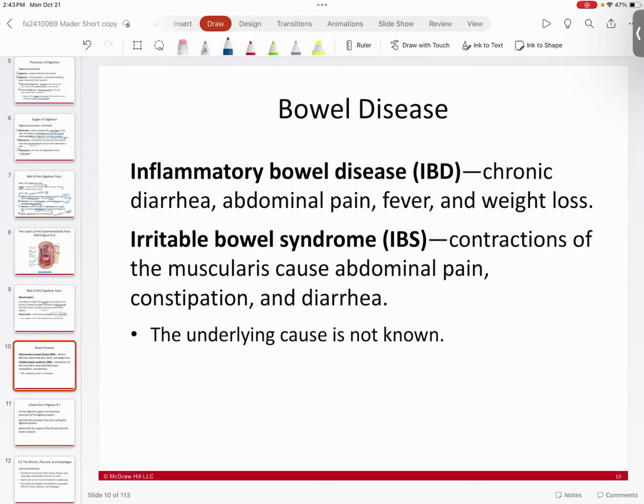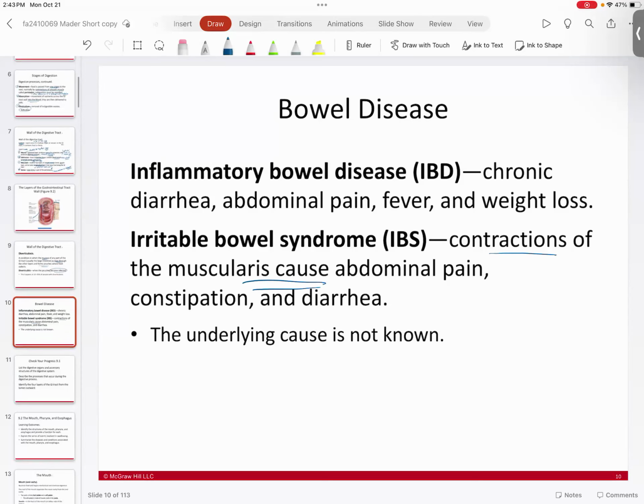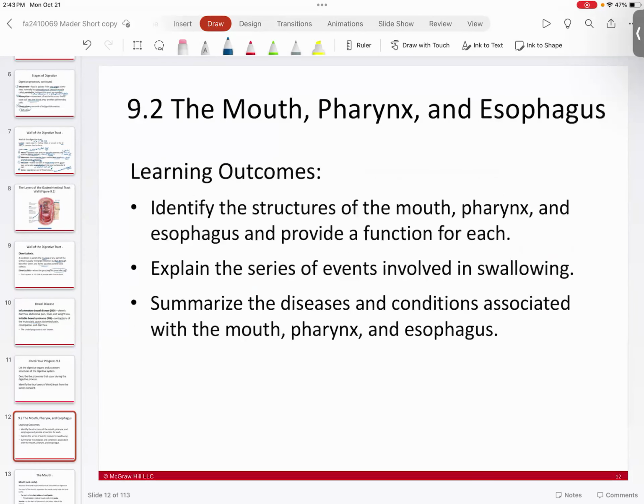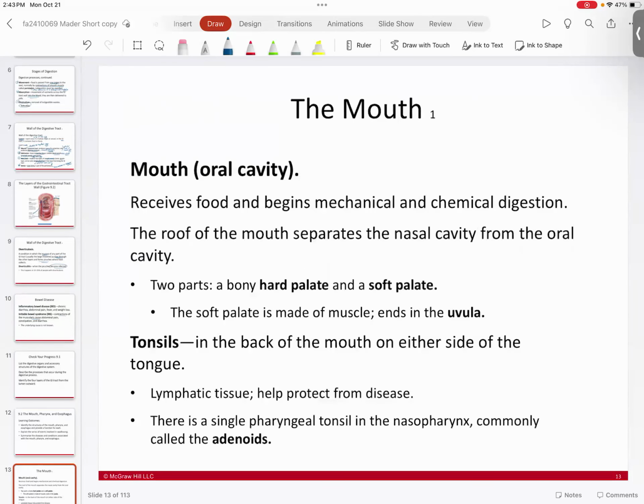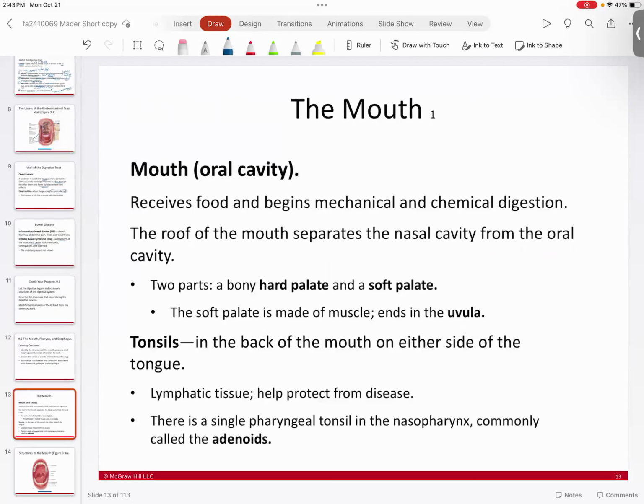If it's IBS, oftentimes what will happen is you get contractions of the muscularis. These muscular contractions are abnormal, right? They're abnormally strong. And so it's almost like cramping in your intestinal muscular wall, which creates a lot of pain. And then it can also create constipation and diarrhea. And so we're still looking into those particular disorders to figure out why exactly they happen to some people and not to others.